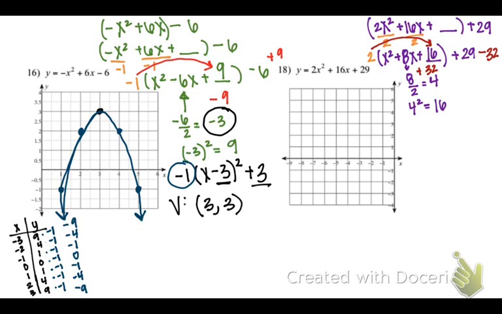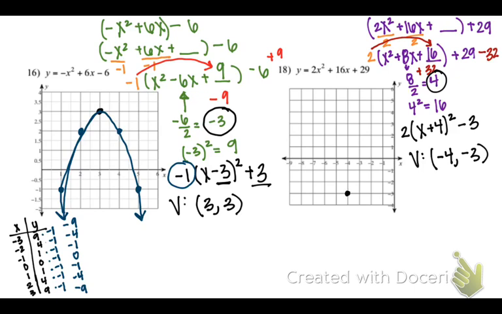So then this is just going to be 2. To make this a perfect square, I'm just going to look at that 4. That's going to be x plus 4 squared. 29 minus 32 is negative 3. Okay, so our vertex here is negative 4, negative 3. So let's draw that negative 4, negative 3.